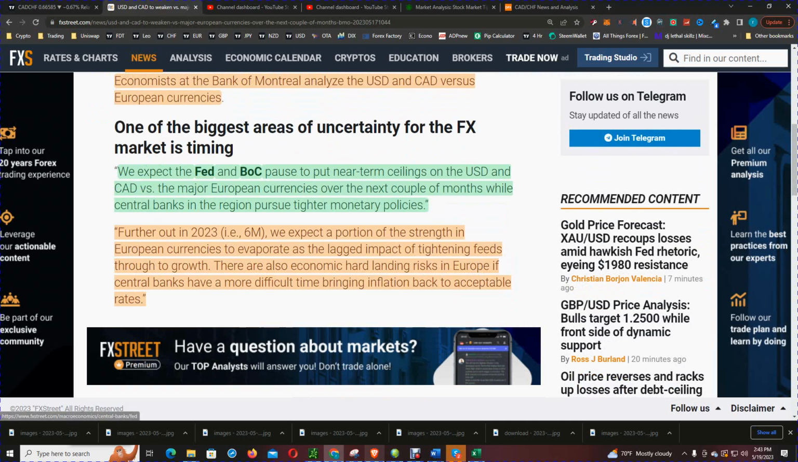They expect the Fed and the Bank of Canada to pause to put near-term ceilings on the US and CAD, so they're saying a pause on interest rate hikes versus the major European currencies over the next couple of months, while central banks in the region pursue tighter monetary policies. They're talking about the euro rates. You have other countries as well. You have Germany. You have the British pound.